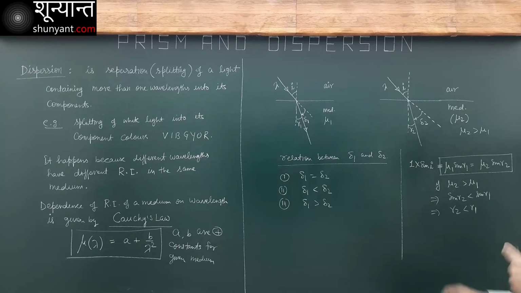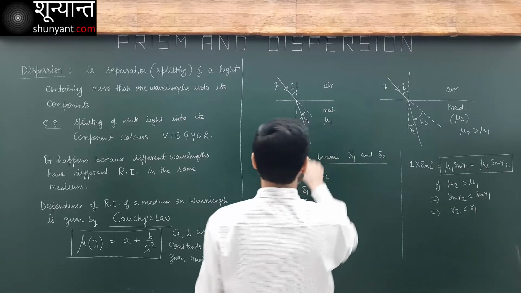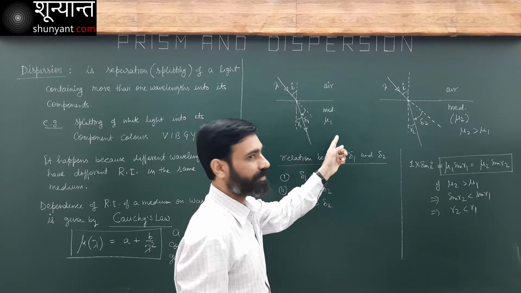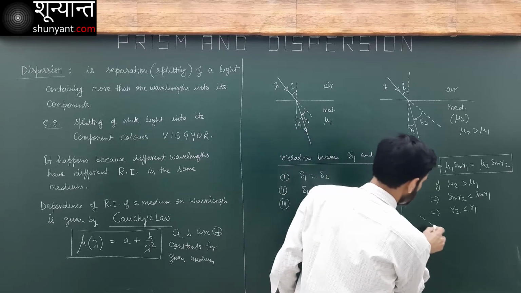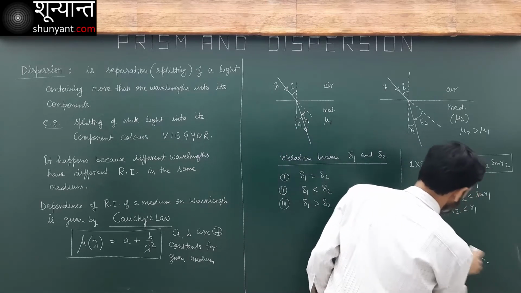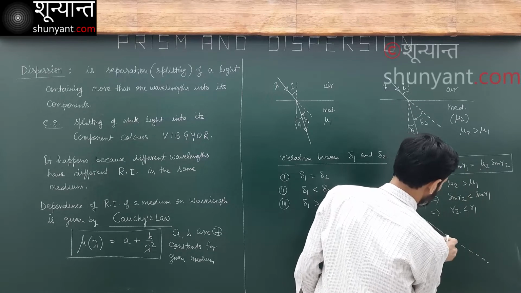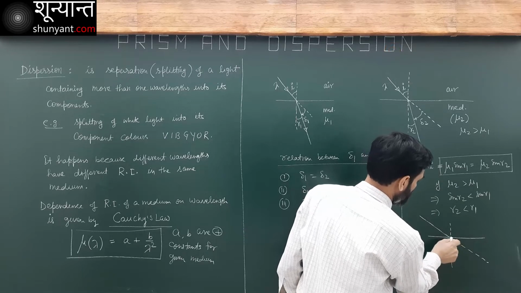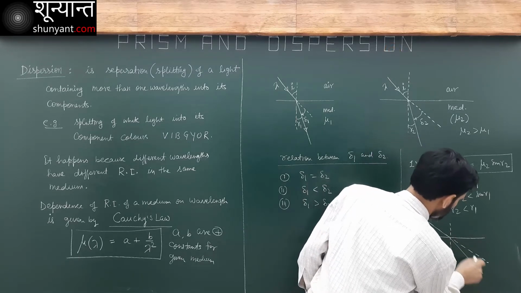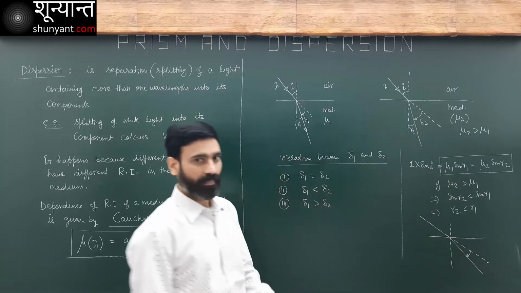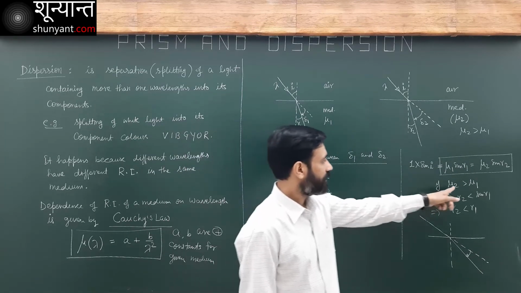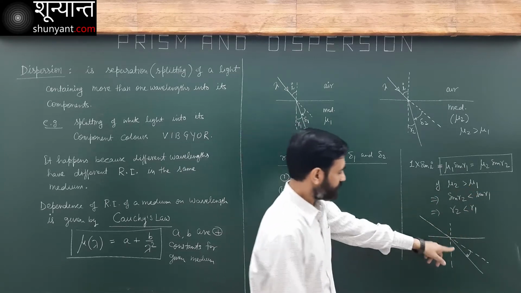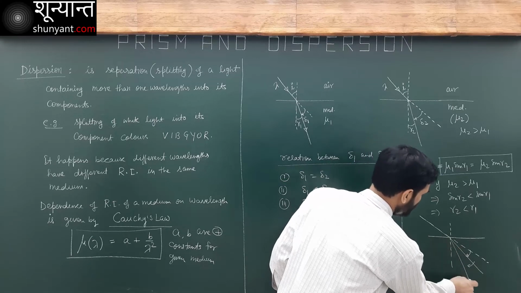Now, what about delta 1? Here, this is my original light. This is the original path here. At this point, the deviation happens. This is R1. So when mu increases, then the angle of refraction decreases. So this light will further bend.